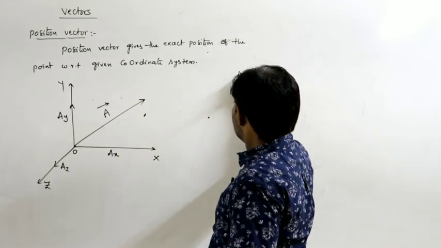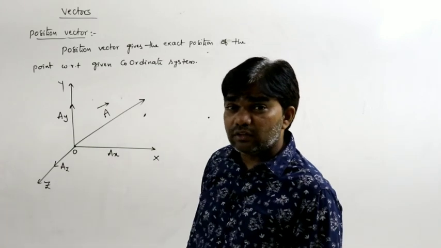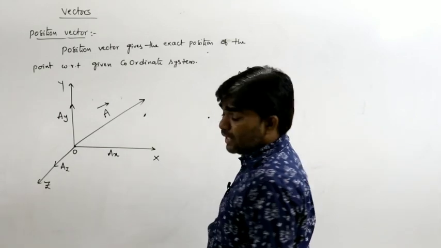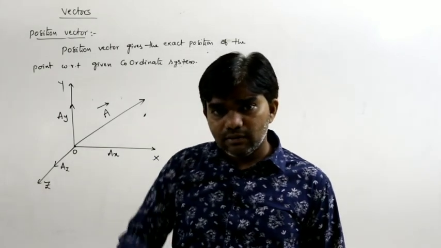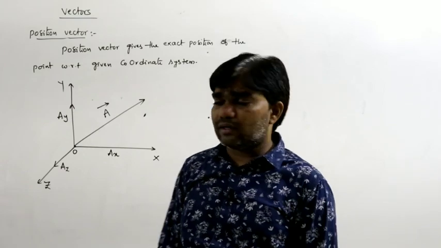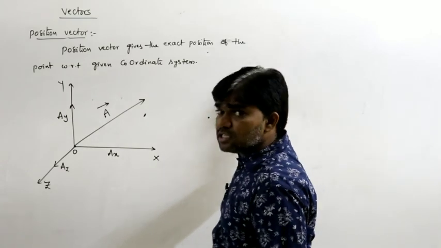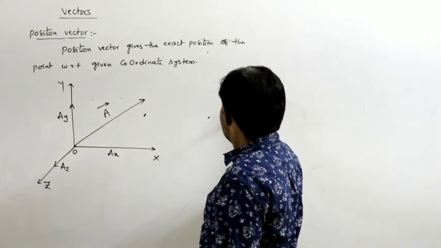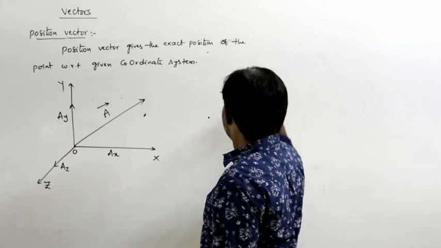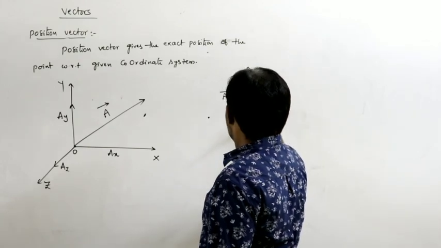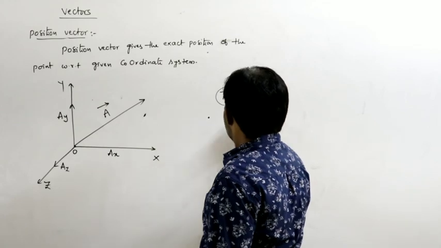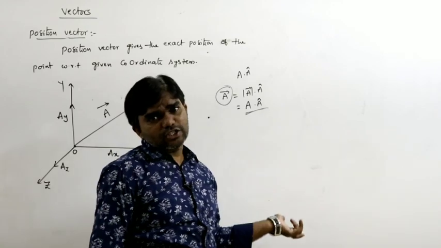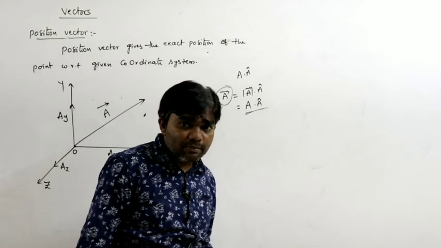If A is the magnitude of the vector, how can you represent the vector? Magnitude into A cap. A cap indicates the unit vector. So the magnitude into A cap indicates the vector. Previously we discussed that A bar is the magnitude of A bar into A cap. So A bar is represented as A into A cap. What is A? Magnitude. A cap, direction. A is the magnitude and A cap is the direction.